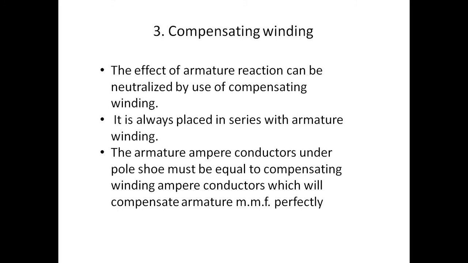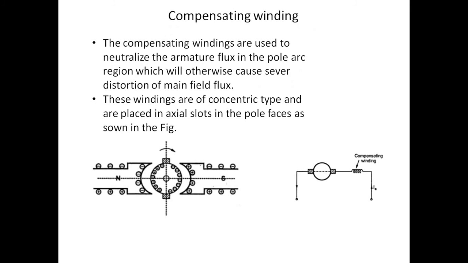Compensating winding. The effect of armature reaction can be neutralized by use of a compensating winding. It is always placed in series with the armature winding. The armature ampere conductors under the pole shoe must be equal to the compensating winding ampere conductors, which compensates the armature MMF perfectly.